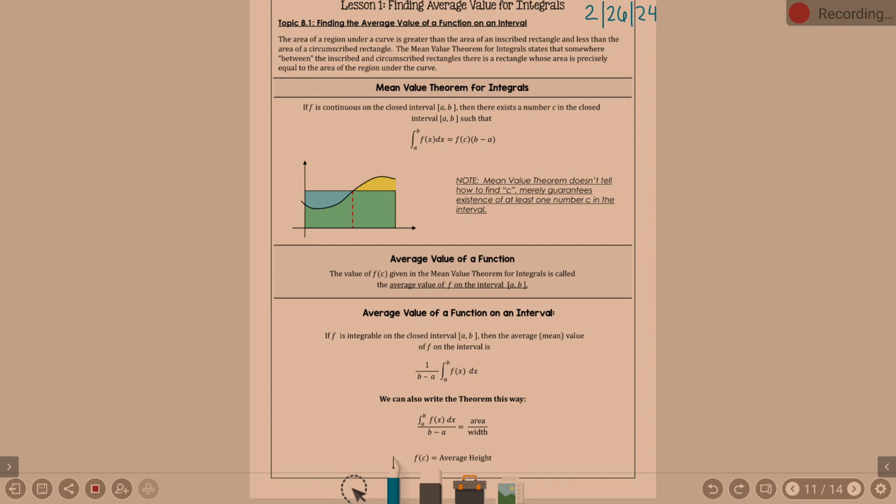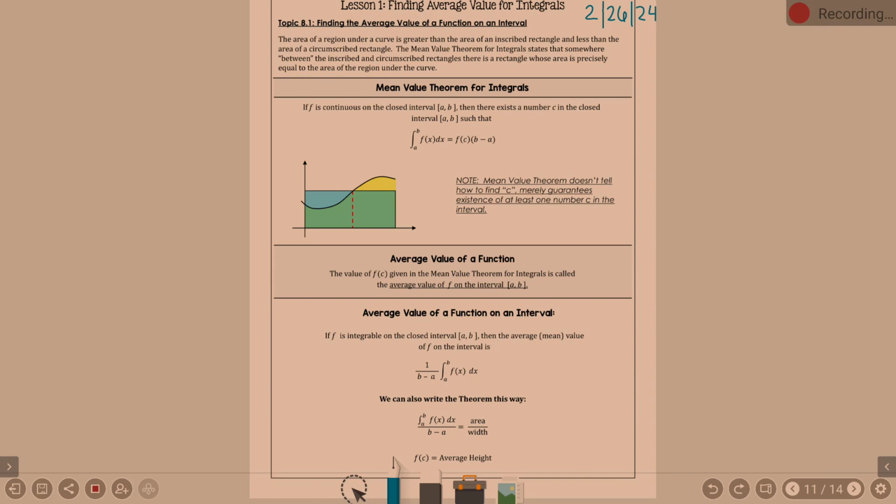To introduce: the area of a region under a curve is greater than the area of an inscribed rectangle and less than the area of a circumscribed rectangle. If you remember when we first started drawing our rectangles in, sometimes we drew in left rectangles, sometimes right rectangles, but depending on whether the rectangle was under the curve or above the curve would depend on how accurate our answer was, right? Sometimes our answer was an underestimate, sometimes an overestimate. That's what this is talking about: the area under a curve is greater than the area of an inscribed rectangle, so if the rectangle is totally under the curve, and less than the area of a circumscribed rectangle, which is when your rectangle is above the curve.